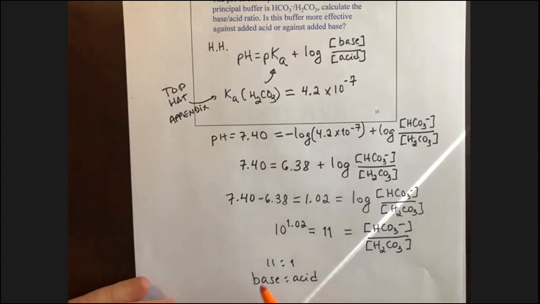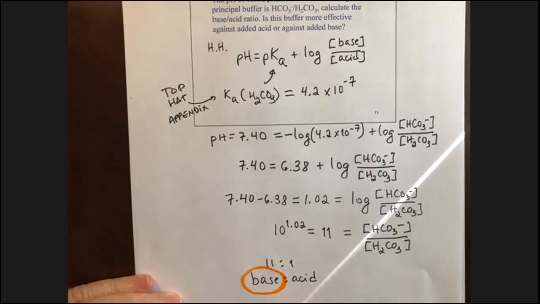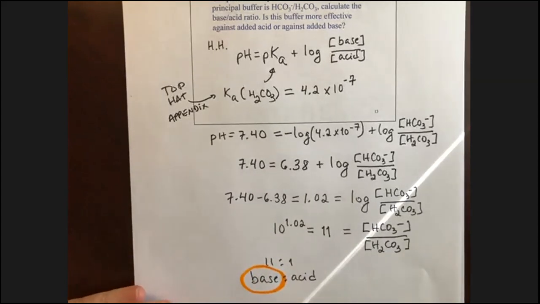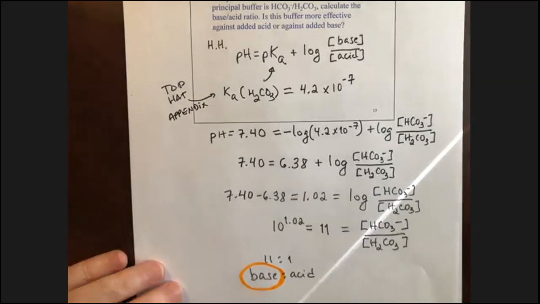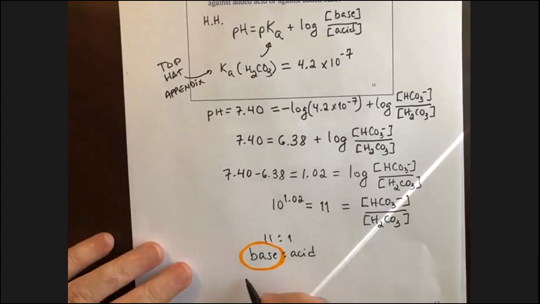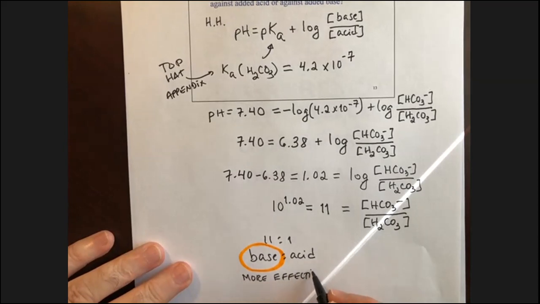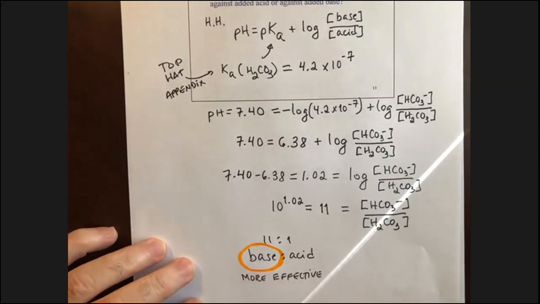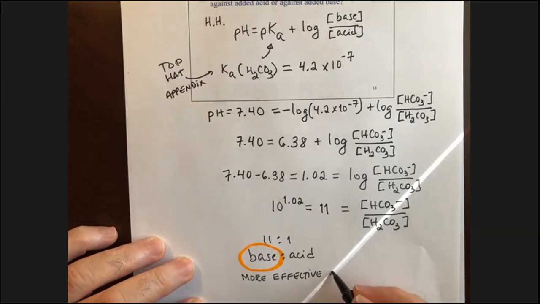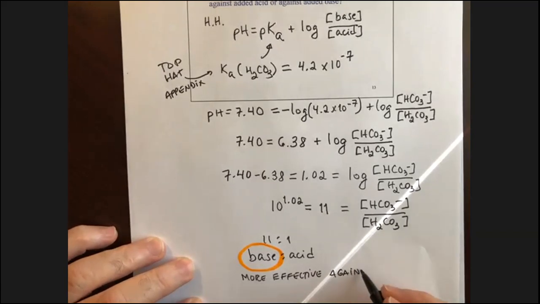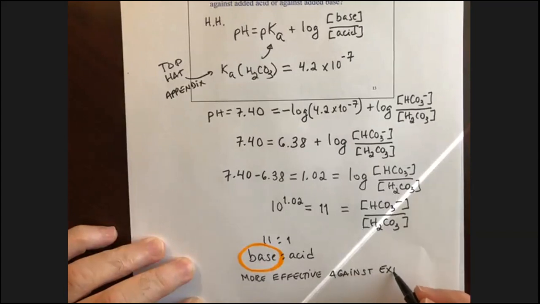The base, right? Because that's the one that's present in the greater amount. So in other words, the system is designed to respond more effectively against, let's say, an overload or extra attack of acid, right? So let's say more effective against extra acid.